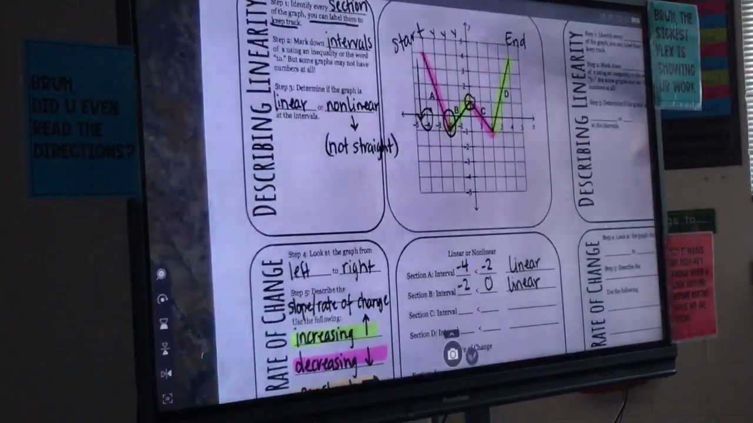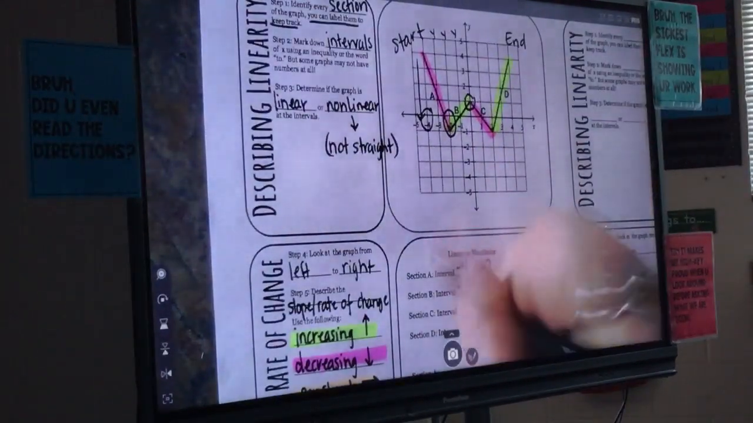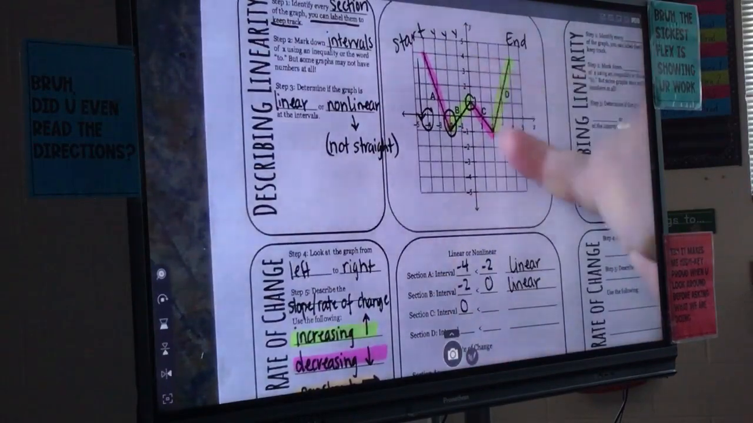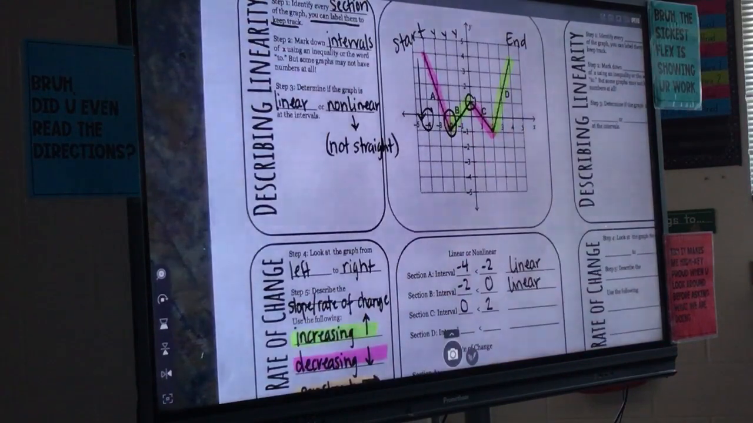All right, so C starts at 0. Where does it end? 2. Is it a straight line?